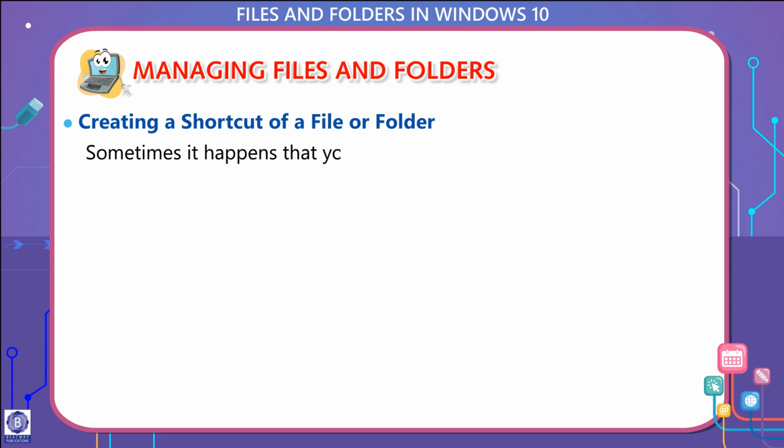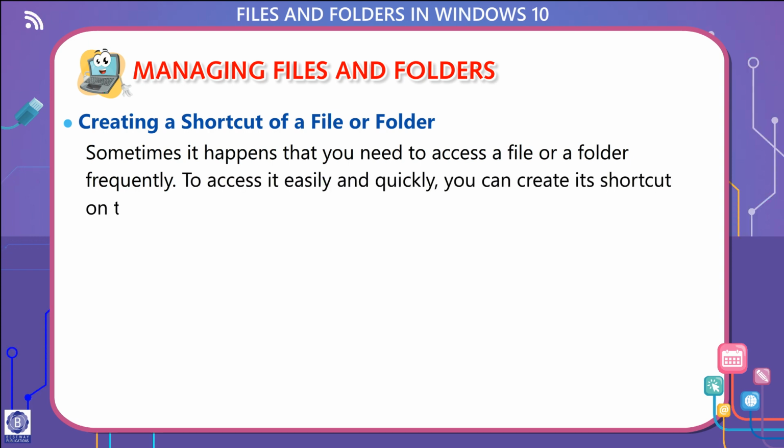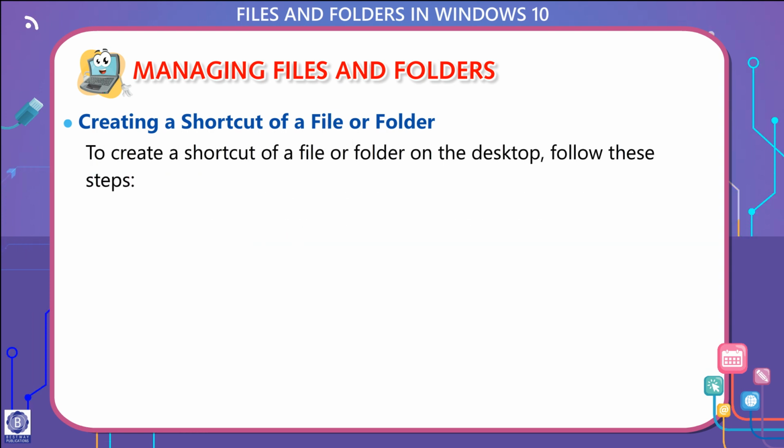Creating a shortcut of a file or folder. Sometimes it happens that you need to access a file or a folder frequently. To access it easily and quickly, you can create its shortcut on the desktop. When a shortcut icon is created, a small jump arrow appears at the lower left corner of the icon. To create a shortcut of a file or folder on the desktop, follow these steps.